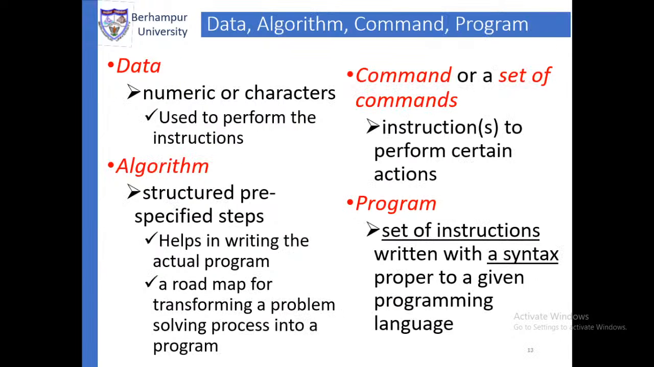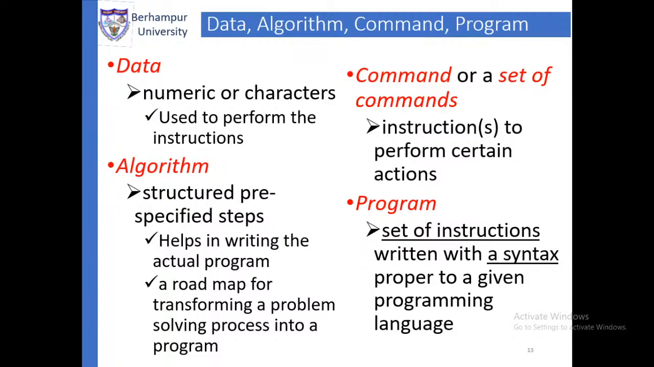Now let us see four important words related to computer systems or computer operation. When you are going to use a computer, you should know this. Data, you have already seen what is data, then algorithm, then command and program. Data is numeric or characters. This can be of two types. This is used to perform instructions.